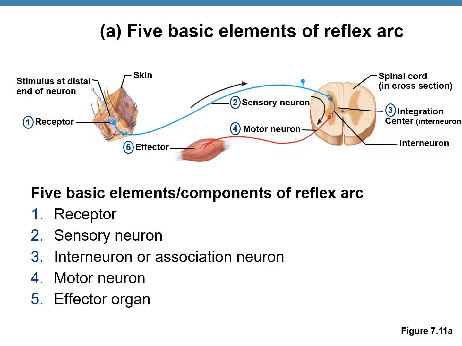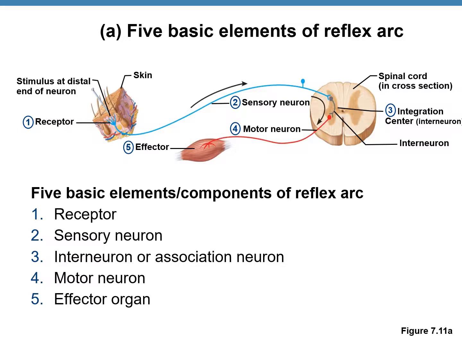The first one is a receptor, which is a sensor. For example, a sensor on the skin. If you touch something hot, it's the sensor that detects it. Then the signal from the sensor is taken by the sensory neuron. Here shown in turquoise blue, the sensory neuron takes the message from the sensor to the CNS.